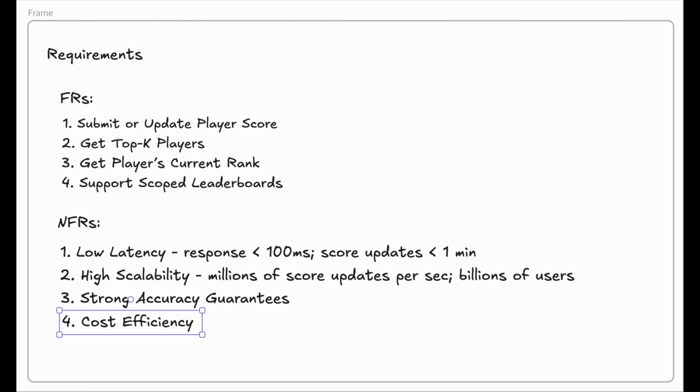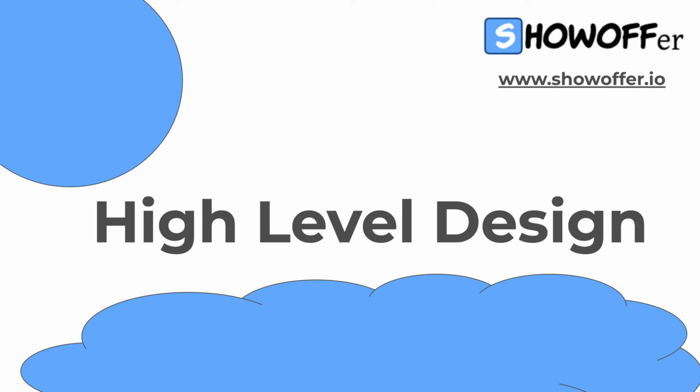With these requirements in place, our next step is to look at the high-level design, how score updates move through the system and result in real-time leaderboard changes. And this time, we will map each functional requirement to the data flow as well as building components and data schema needed. Let's move forward.